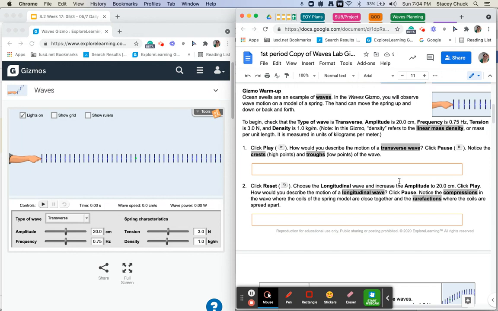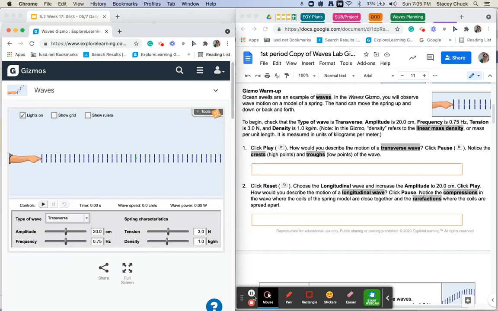The Gizmo warm-up. Ocean swells are an example of waves. In the waves Gizmo, you will observe wave motion on a model of a spring. The hand can move the spring up and down or back and forth. To begin, check that the wave type is transverse, amplitude is 20, frequency is 0.75, tension is 3, and density is 1. It is measured. Click play. How would you describe the motion of the transverse wave?